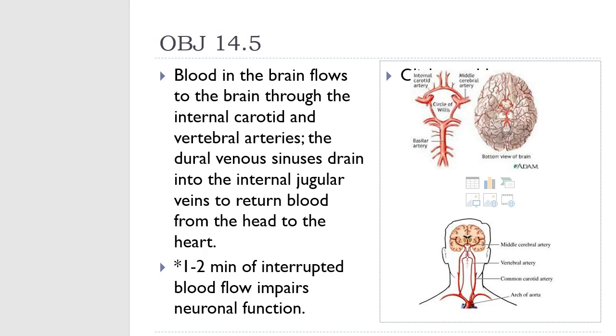So, just to put in perspective, a 10-second interruption in blood flow can cause a loss of consciousness. An interruption of 1 to 2 minutes can impair neural function. 4 minutes without blood usually causes irreversible brain damage. So that is the key. 1 to 2 minutes of interrupted blood flow impairs neuronal function, but anytime we go over that, about 4 minutes without blood, that's usually irreversible.